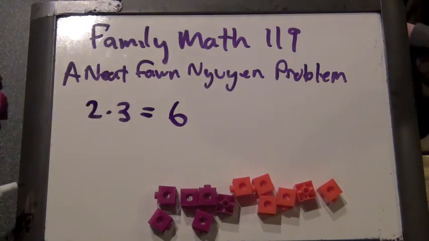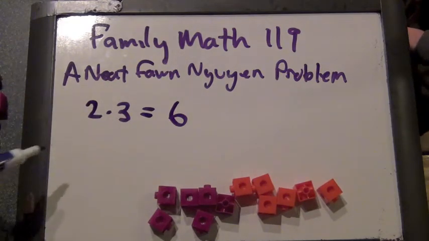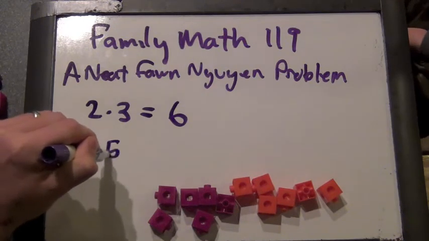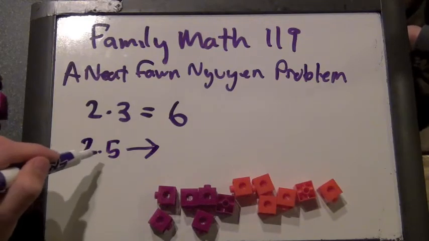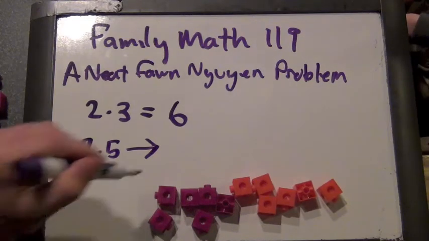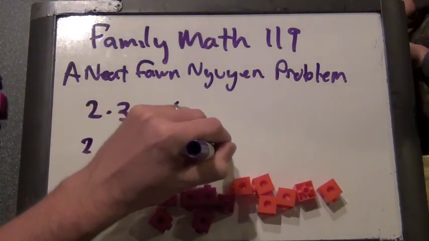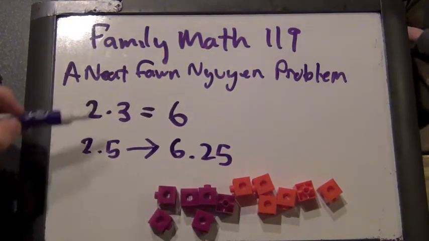What's the middle of 2 and 3? 2.5. And do you happen to know what 2.5 squared is? Or do you know what 25 squared is? 25 squared is 125. Wait, no. 25 squared is 625. So what do you think 2.5 squared is? 6.25. And so one of her students noticed that this is always true.